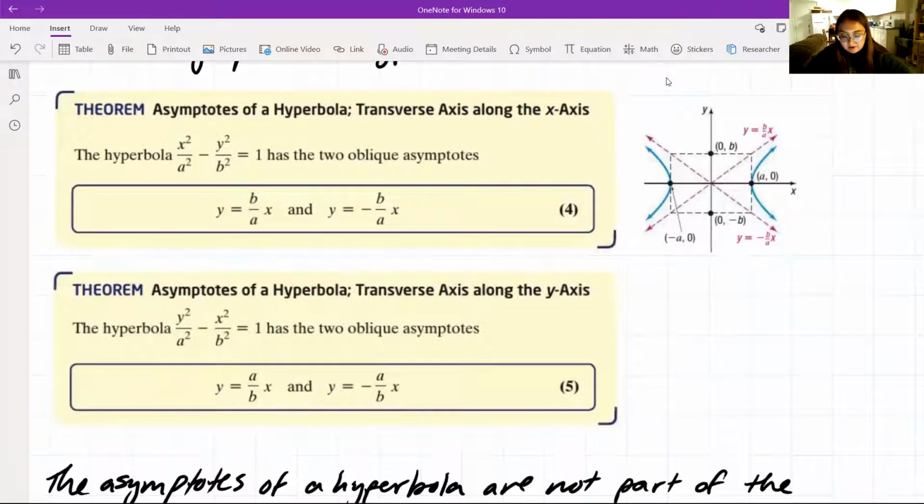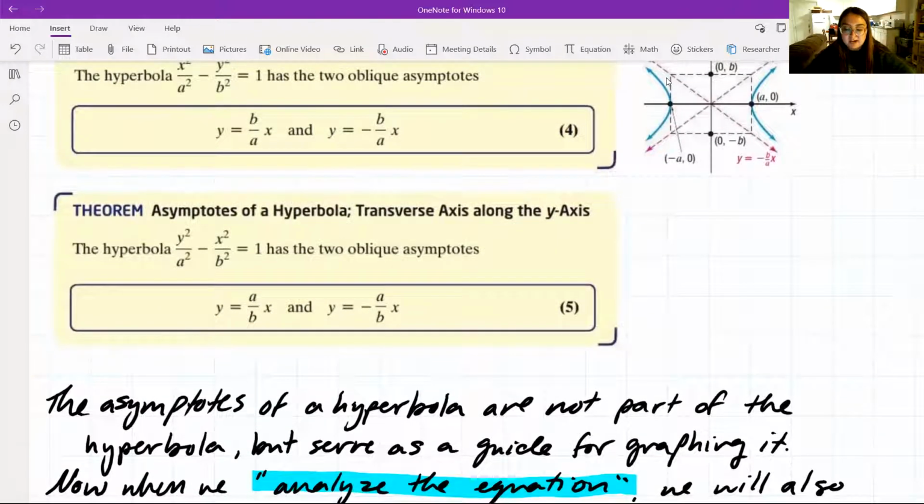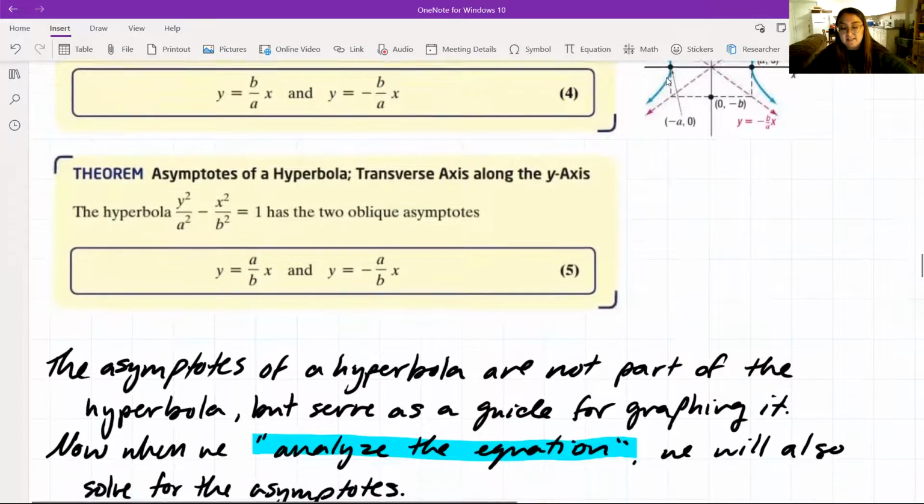Then we have the asymptotes of a hyperbola with the transverse axis along the y-axis. The hyperbola y squared over a squared minus x squared over b squared equals 1 also has two oblique asymptotes, but now our asymptotes are y equals a over b times x and y equals negative a over b times x. So we have different equations for asymptotes depending on where our transverse axis is located.